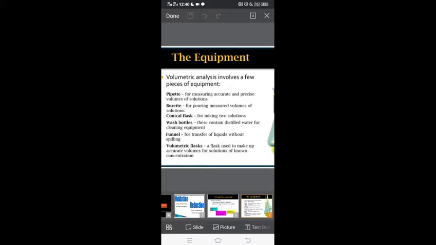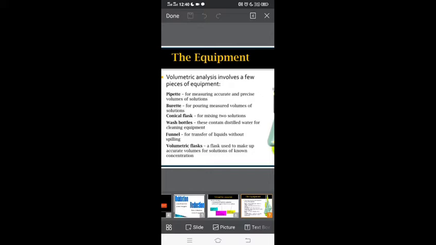Now further, the next is the burette. The burette is made up of glass as well as fiber. What is it used for? It is used for pouring the measured volume of the solution, and in the burette we fill our reagent whose concentration is known to us. Then in the conical flask we will mix the two solutions. That means the solution whose concentration is unknown to us, we put in the conical flask, and from the burette we add the reagent, so the two solutions will mix.